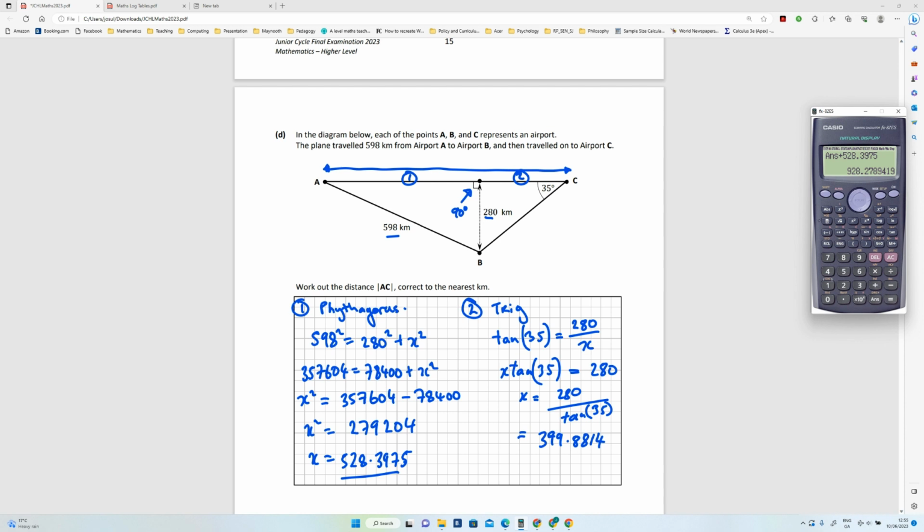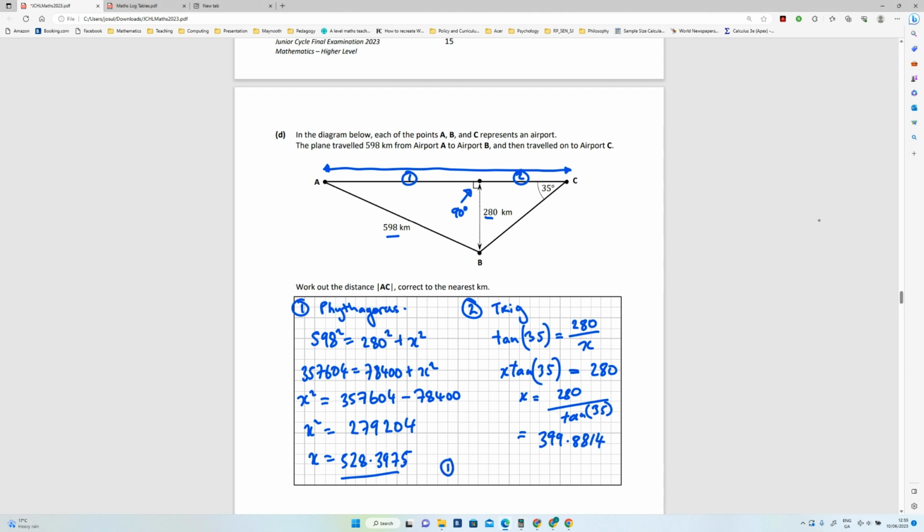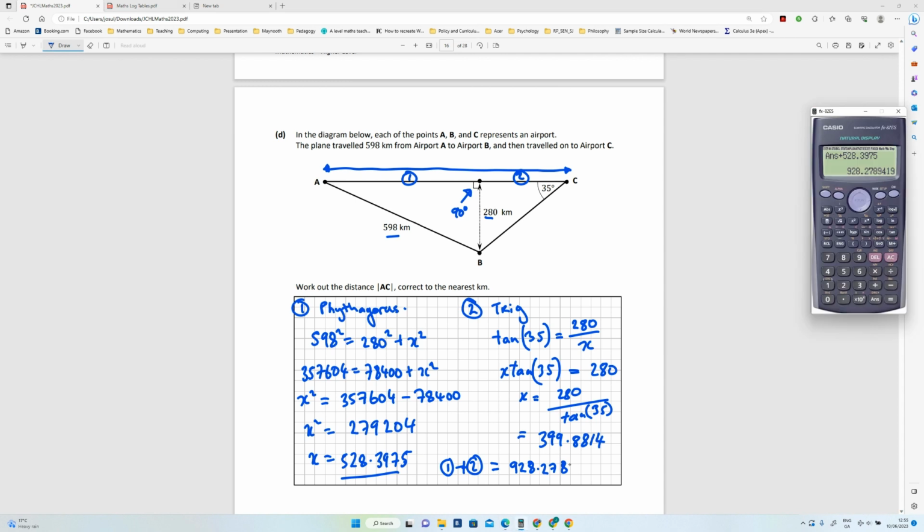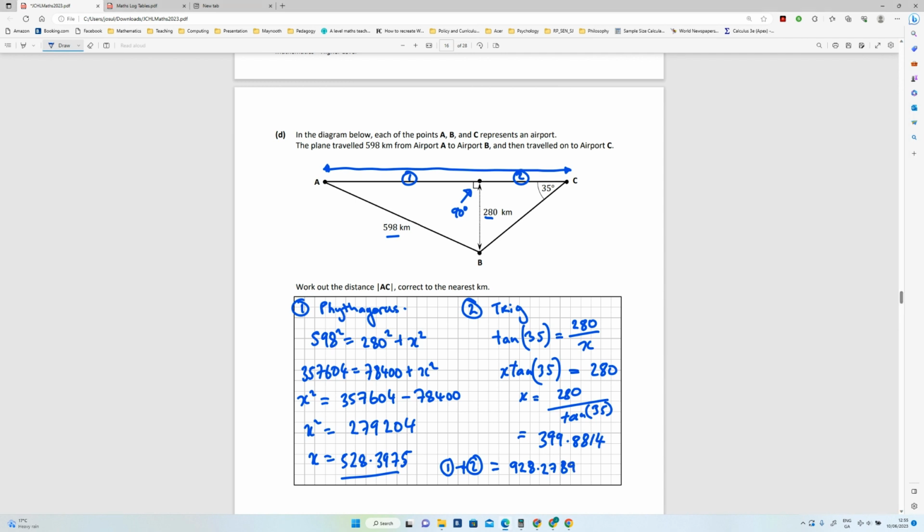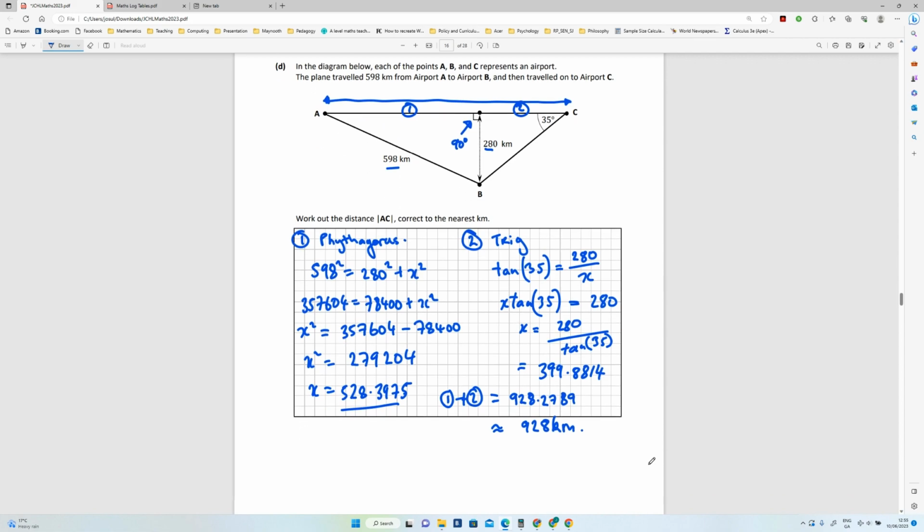So I'm going to write that down. So 1 plus 2 is equal to 928.2789. So I'm going to be 928 kilometers away from A to C. Okay, so that's your answer, and that's it for question 8.